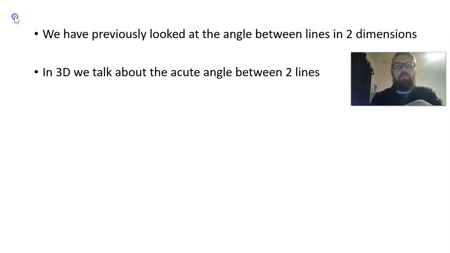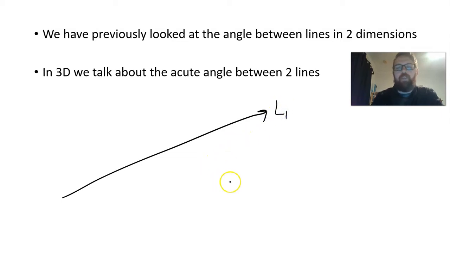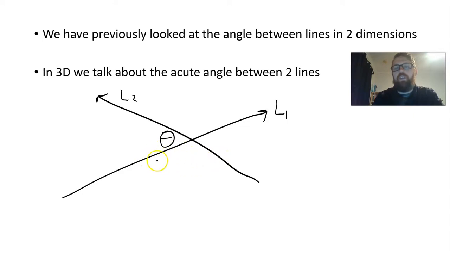What I mean by that is if we've got 2 lines, we'll call that line 1, and we've got line 2. We talk about this angle here, theta, the acute angle, because we've got another angle here. We know these two are opposite, so they're the same, but we talk about the acute one, the smallest angle between those 2 lines.